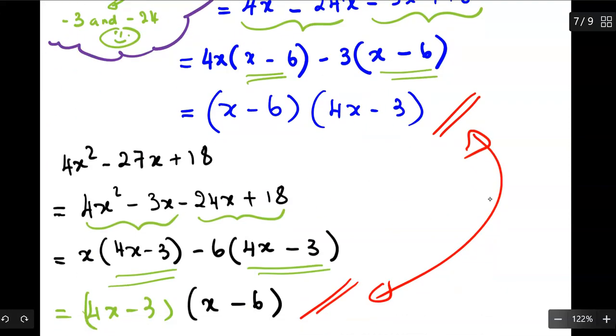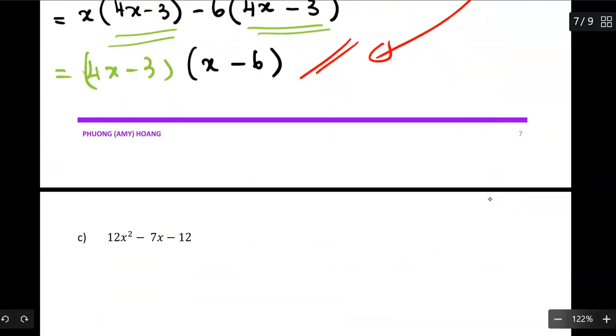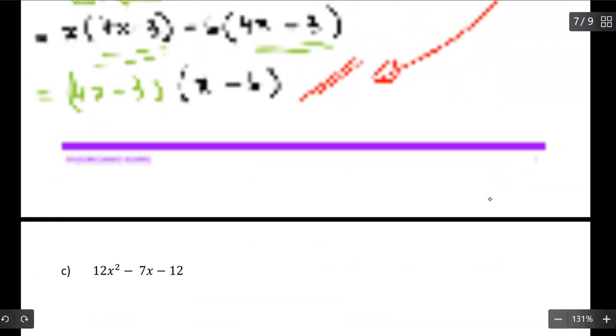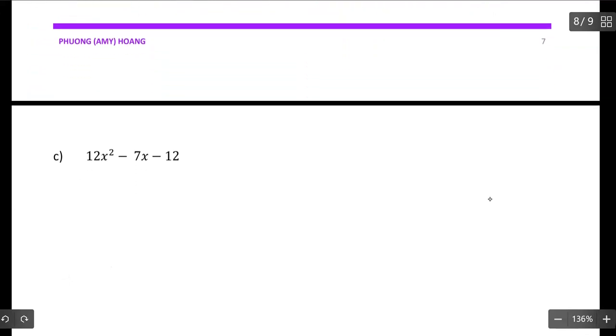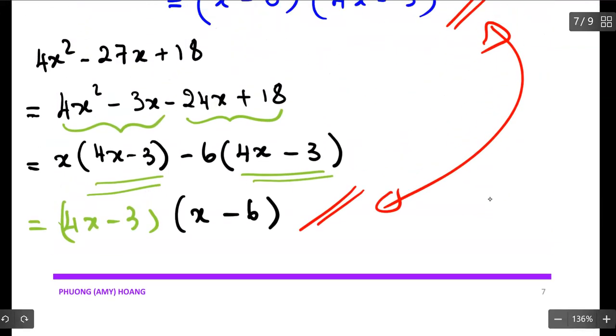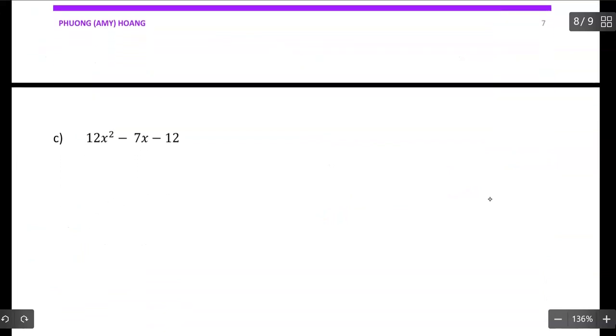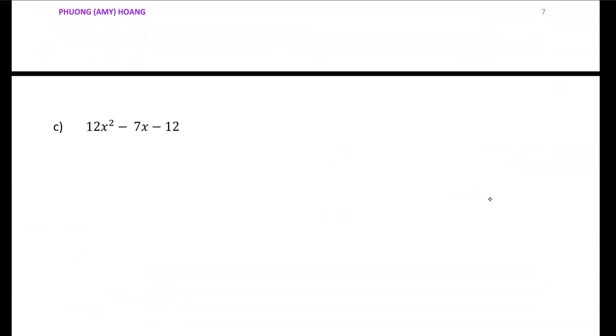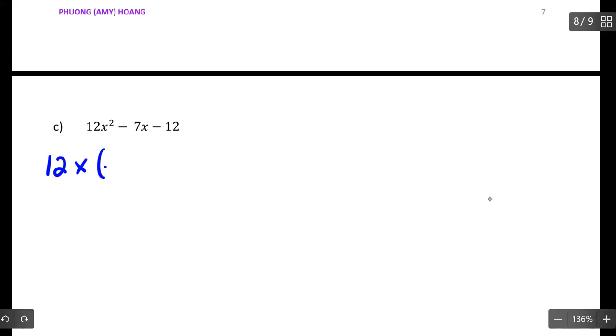All right, so let's continue with our next example. In this example, the number is getting even bigger. Once we take the a times the c, our number is really big. So I will take 12 times negative 12. Don't forget to include the negative in front as well. That gives you negative 144. And then I have to write down negative 7.